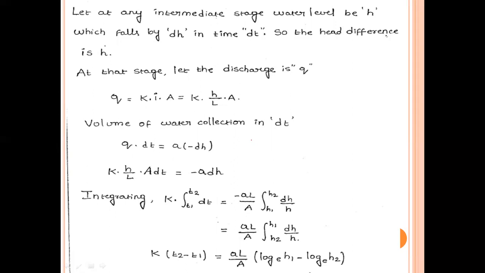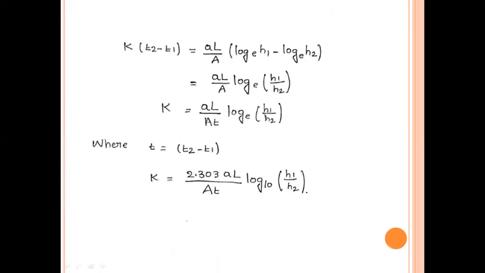Integrating, K into the integration of T1 to T2 dt equals minus AL by A, with limits H1 to H2, into dh by H. Here the time taken is T1 to T2, and the heads are H1 to H2. Then K into (T2 minus T1) equals AL by A, log of e H1 minus log of e H2, which is AL by A, log of e H1 by H2. It is written as an equation.